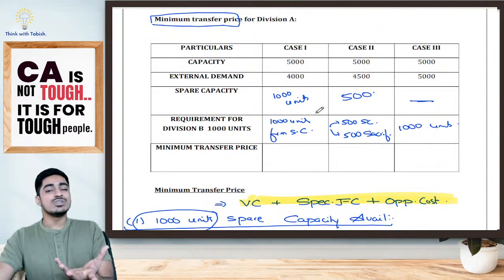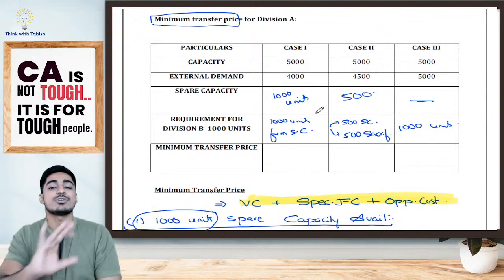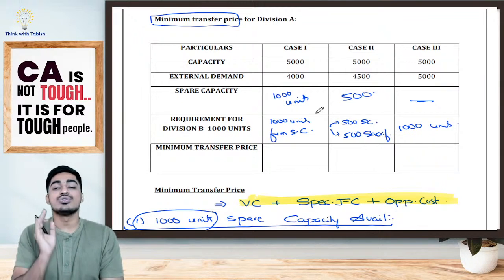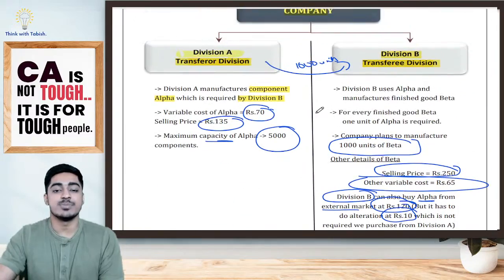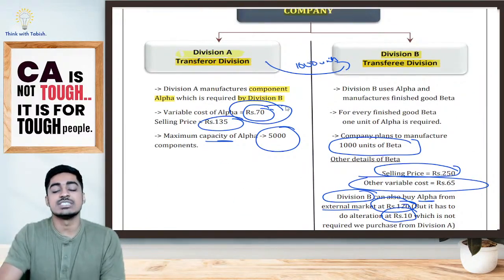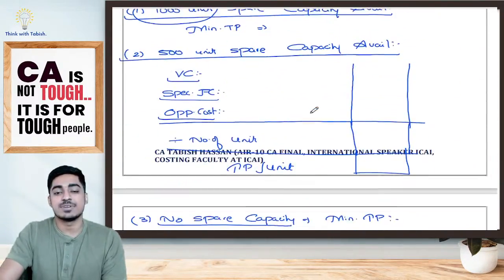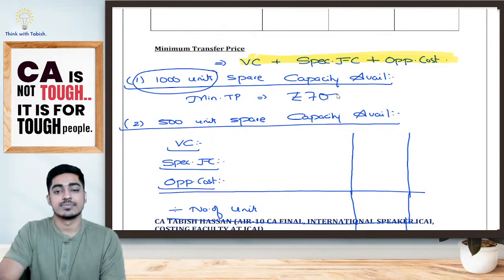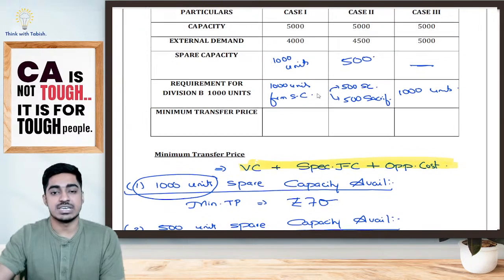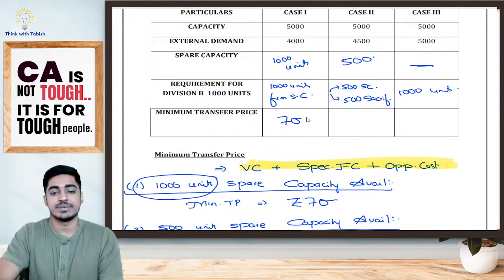Am I sacrificing anything? No. I had 1,000 units spare capacity, from that I gave. I'm not sacrificing anything. So there is no opportunity cost. Specific fixed cost is also not there. What is my variable cost, students? Variable cost is 70. Therefore, the transfer price will also be 70 rupees. Clear? So in the first case, minimum transfer price is 70.